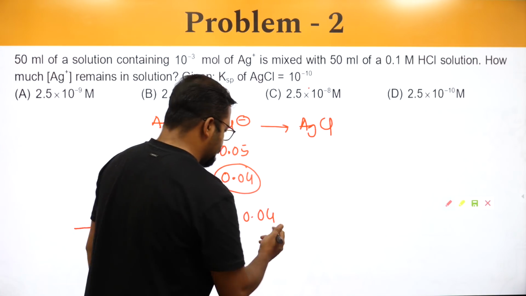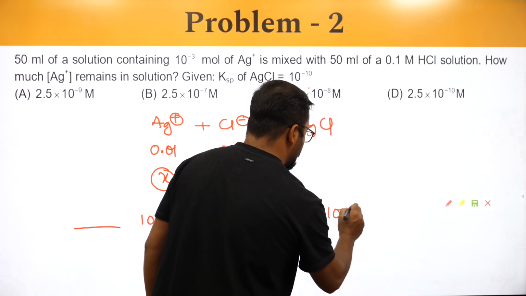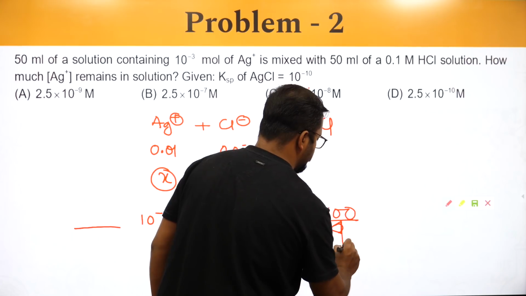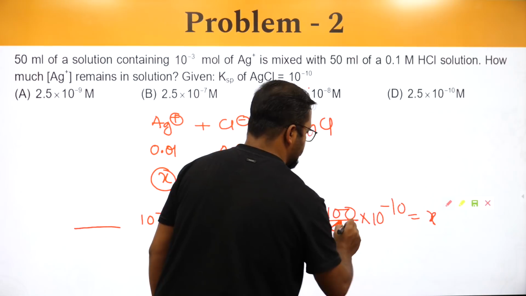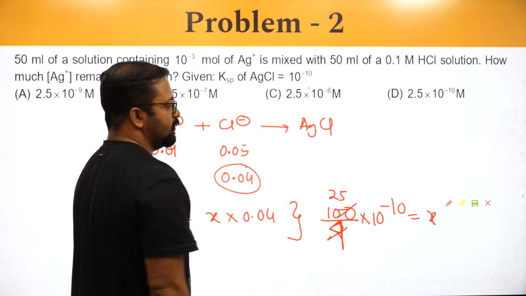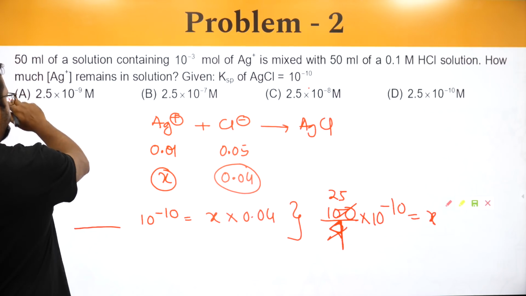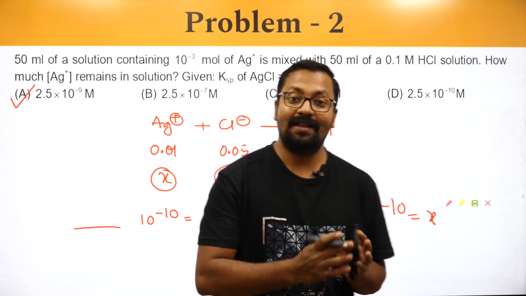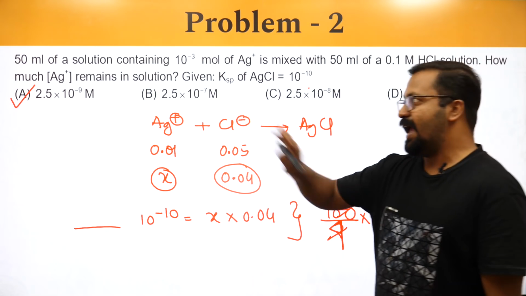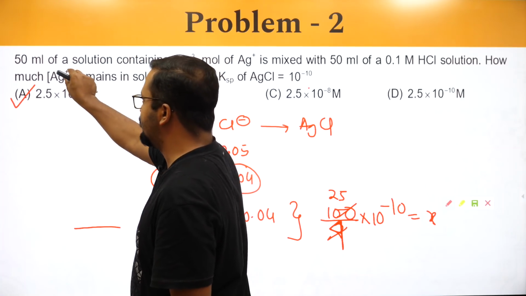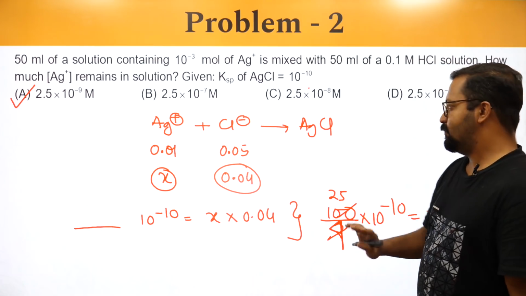तो कितना हो जाएगा ये? This would be equal to 100 by 4 times 10 raised to minus 10 is equal to X. That is 25 times 10 raised to minus 10, or I will say 2.5 times 10 raised to minus 9. The right answer to this question should be 2.5 times 10 raised to minus 9. This is how this question would be solved. Whenever you see a question where you have been asked the remaining amount of this, you should proceed like this. Okay? Let's move ahead.